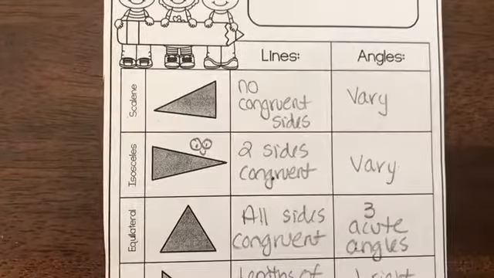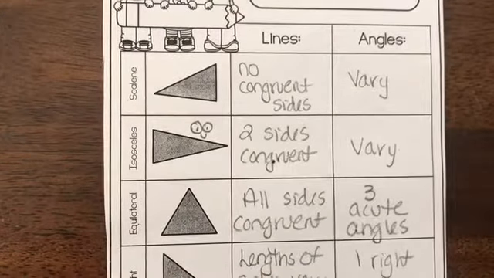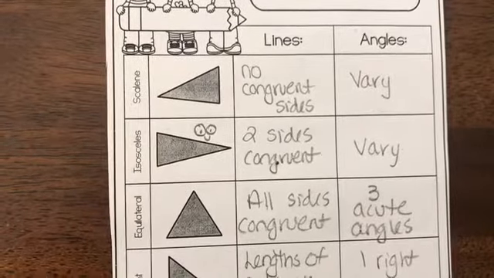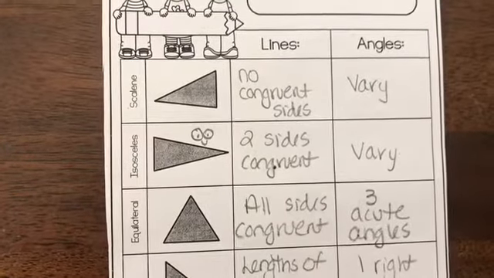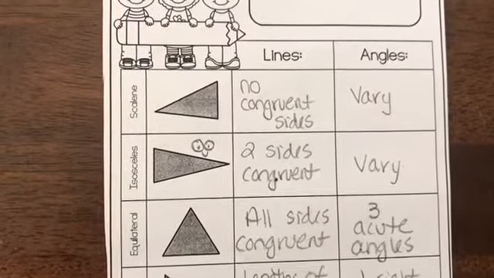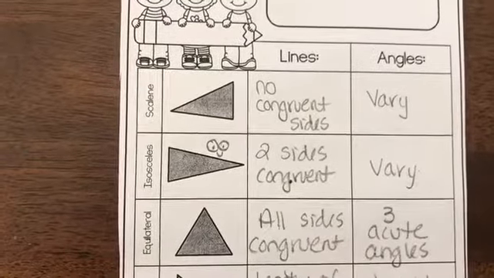The next one is an equilateral triangle. That's the one we all learned in kindergarten, and that's the one that all the sides are congruent. So they're all the same. When you think of a triangle, it's usually what probably pops in your head. And it has three acute angles. Of course, they can be small and large, but they all have the same sides.